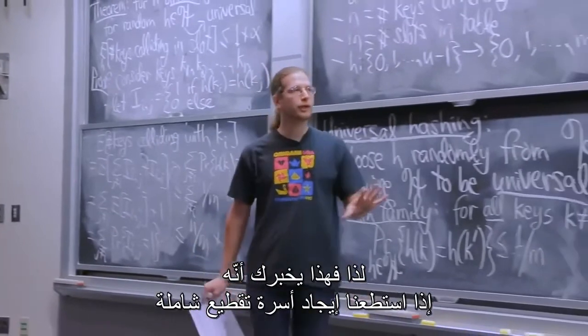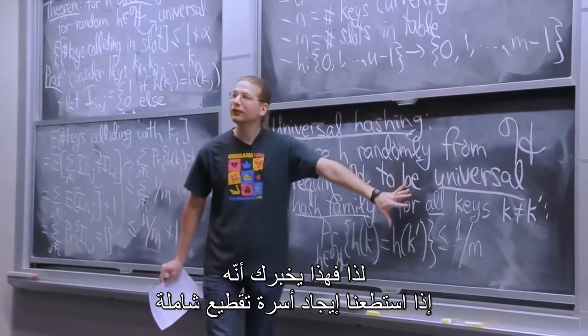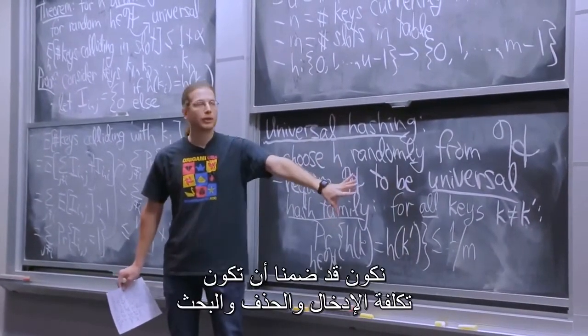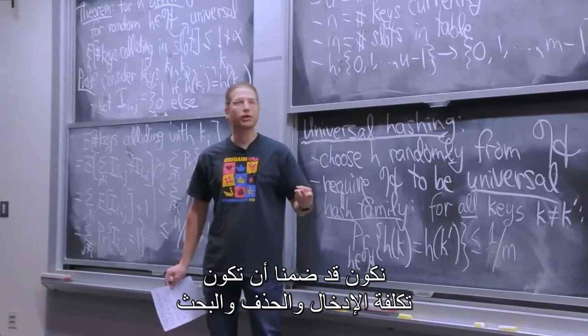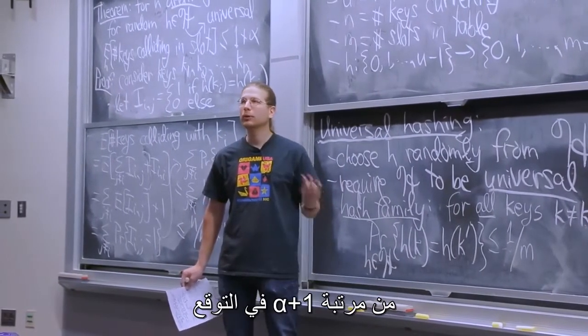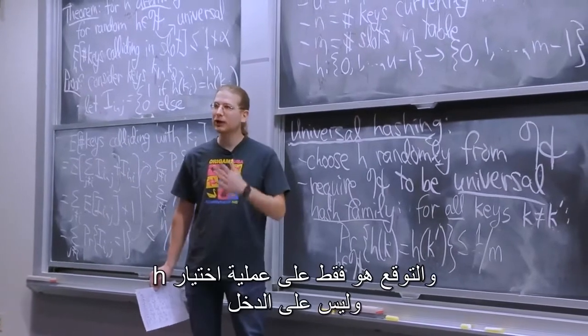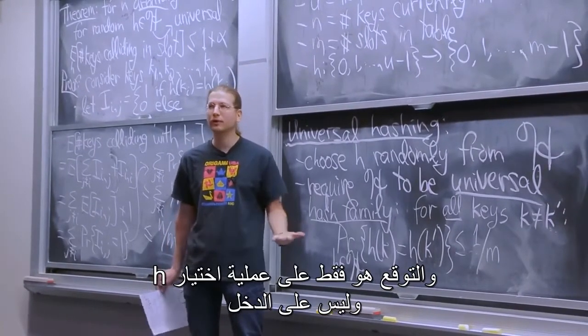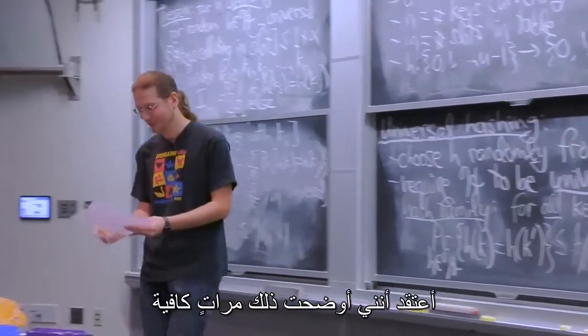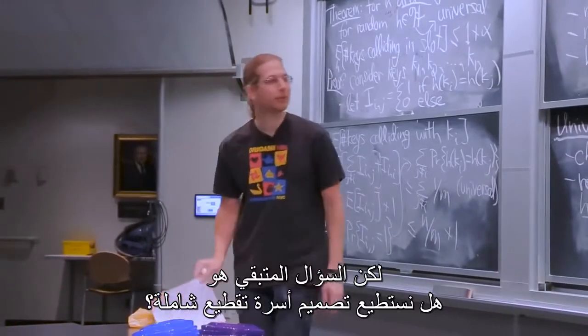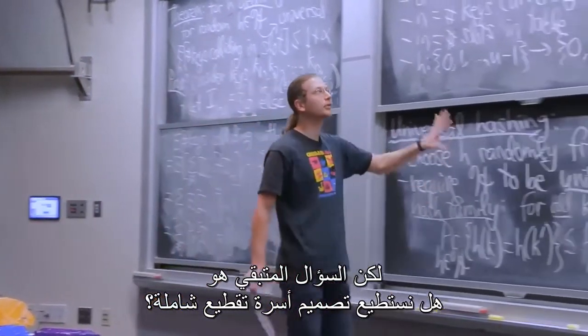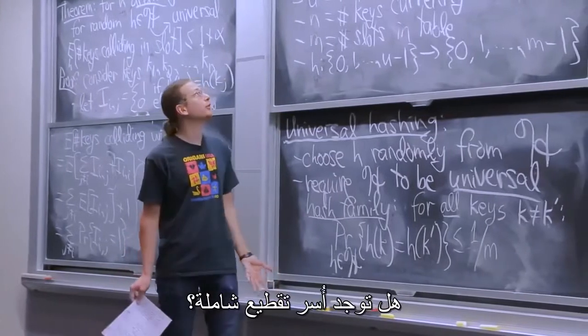Okay, so this tells you that if we could find a universal hash family, then we're guaranteed insert, delete, and search cost order 1 plus alpha in expectation. And the expectation is only over the choice of h, not over the inputs. I think I've stressed that enough times. But the remaining question is, can we actually design a universal hash family? Are there any universal hash families?